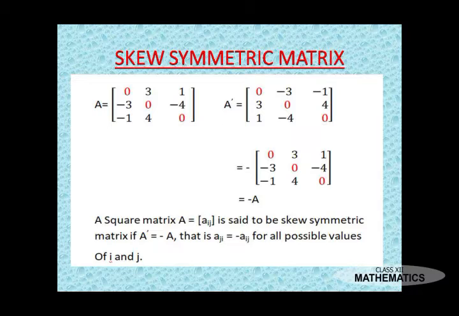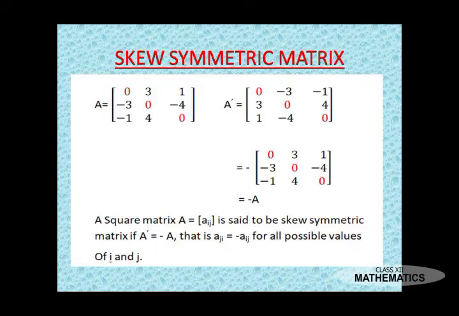So we'll go to the next topic, that is skew symmetric matrix. What is the meaning of skew symmetric matrix? See in my next slide, you can see that again I have taken one example. A is equal to 0, 3, 1, minus 3, 0, minus 4, minus 1, 4, 0. Okay.